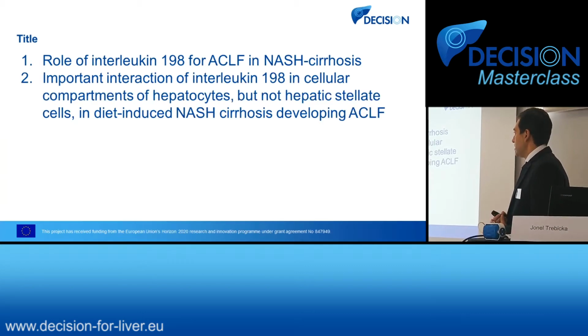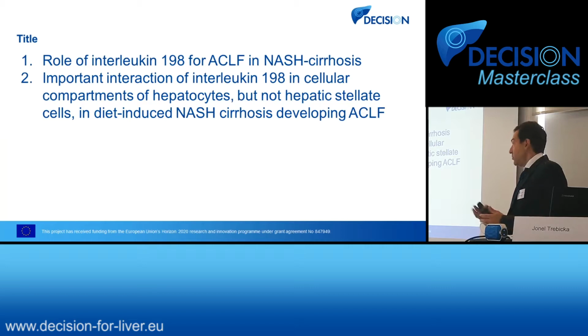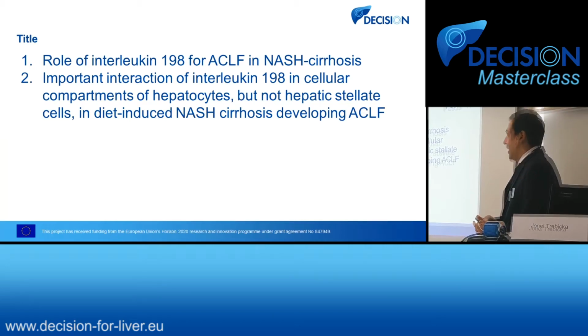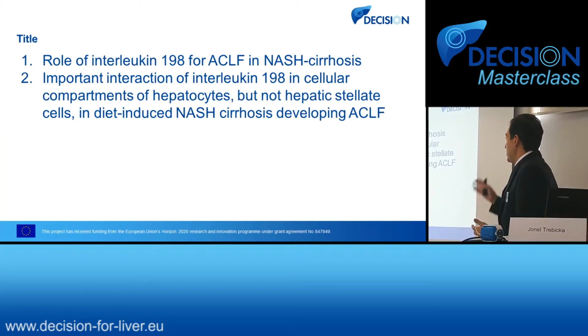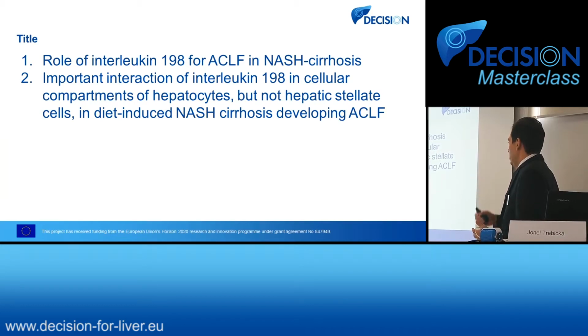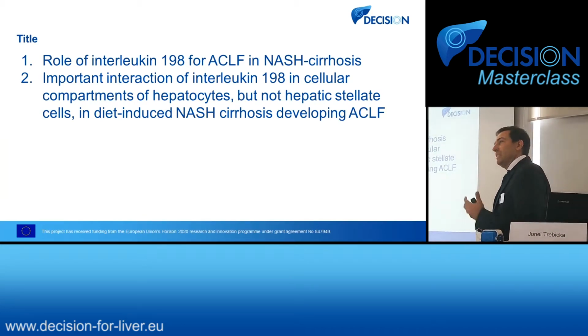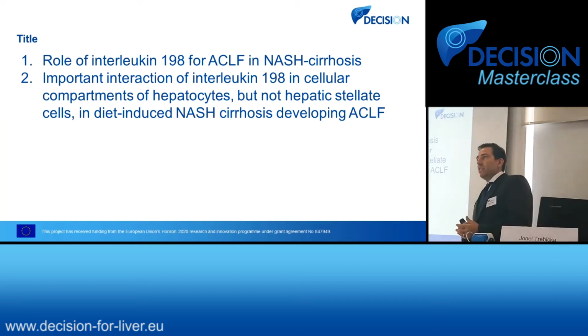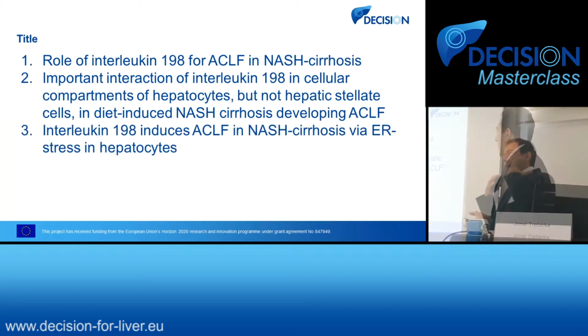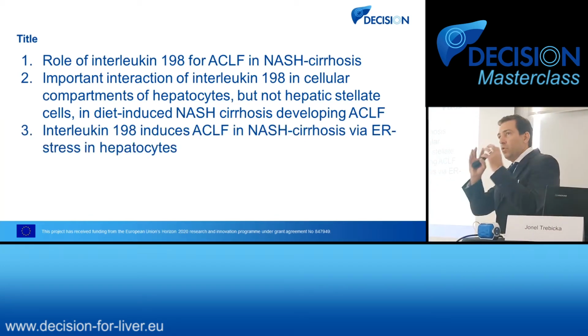And then the other thing is, you can go more into detail and say: important interaction of interleukin 198 in the cellular compartment of the hepatocyte of multibody cells and diet-induced MASH cirrhosis developing ACLF. So this is also a title which is like an abstract, right? So we should also avoid this and try to use fewer words.